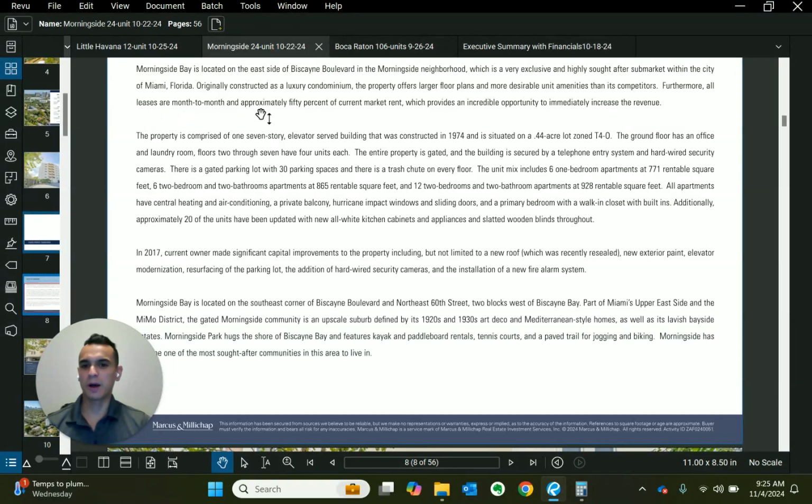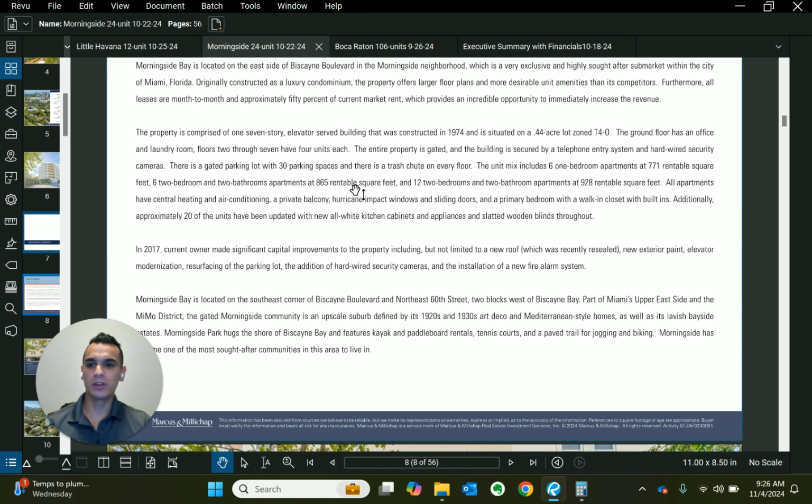All leases are month to month and approximately 50% of the current market rate. That is really low. 50% of the current market rate. Again, huge question mark there. Is it the fact that the owner was just not wanting to raise rents? Or is there something inherently wrong with the unit? Those are the questions I'm asking myself right now.